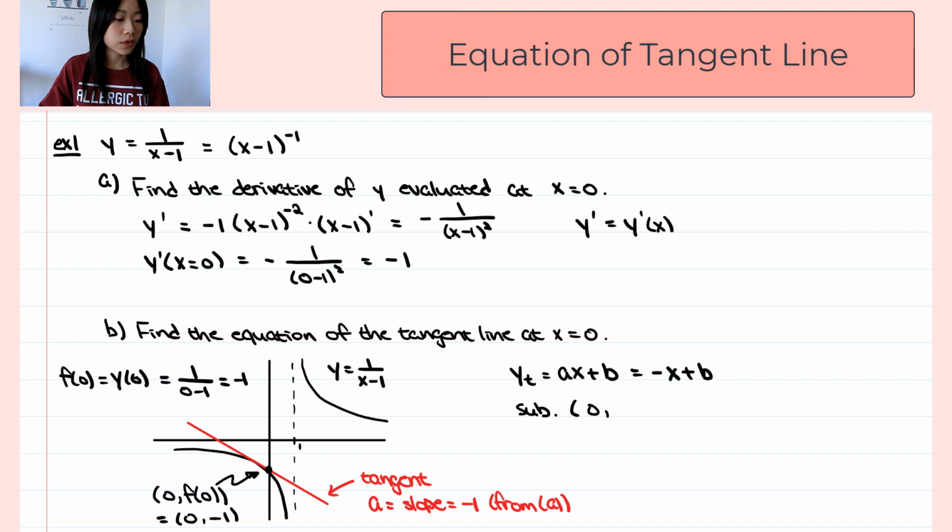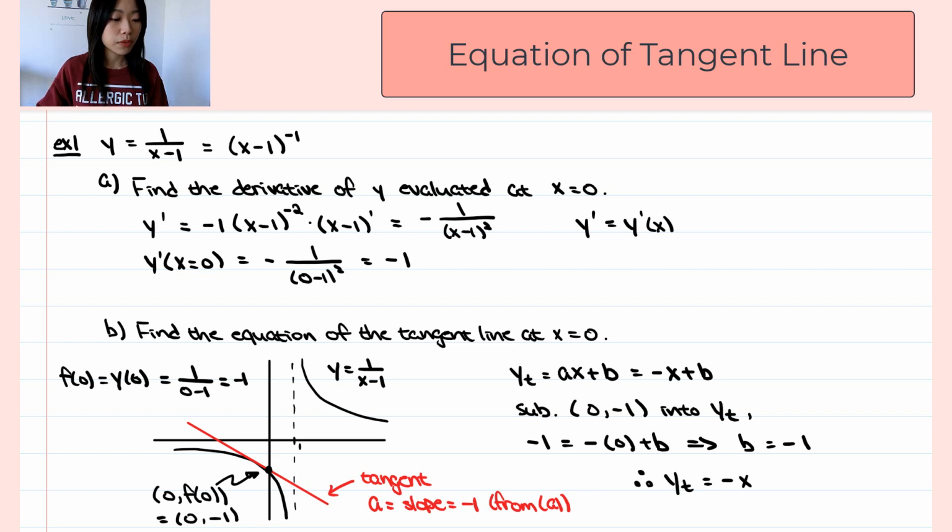So substitute 0 and negative 1 into equation of tangent line, yt. And we get negative 1 equals to negative 0 plus b. So the y-intercept for this tangent line, b, is negative 1. So, equation of tangent line, yt, equals to negative x plus the y-intercept, negative 1.